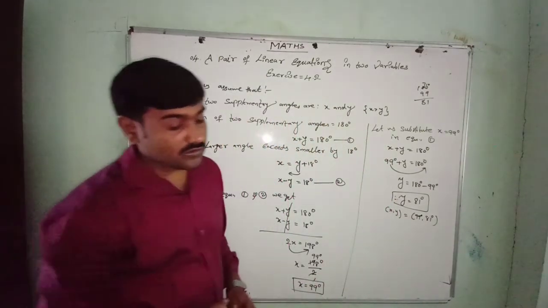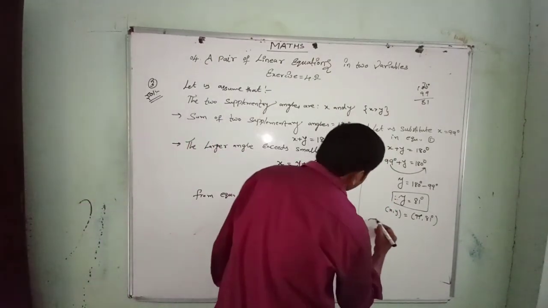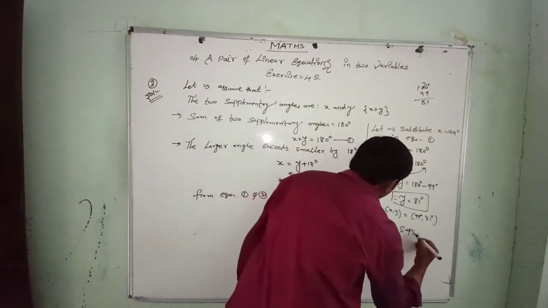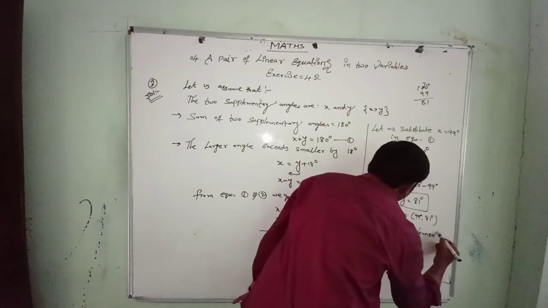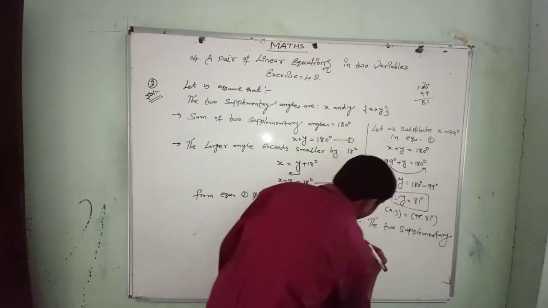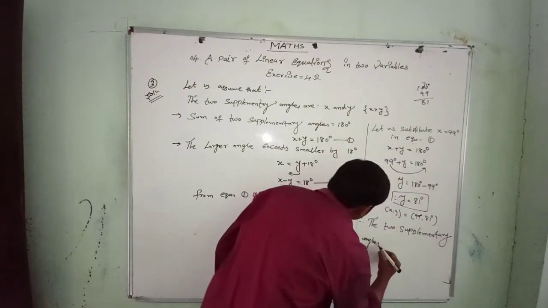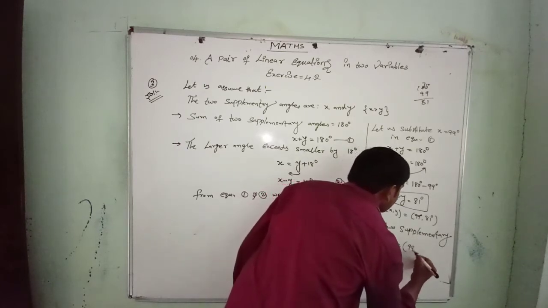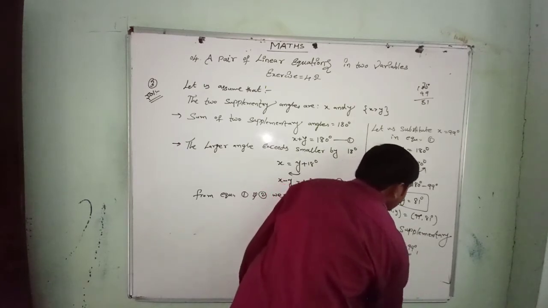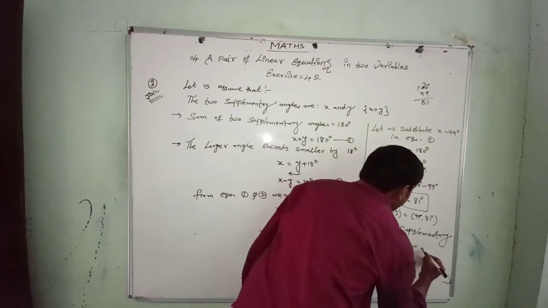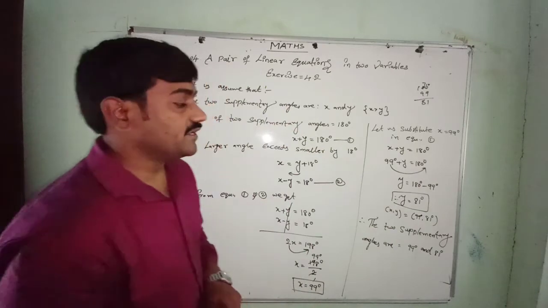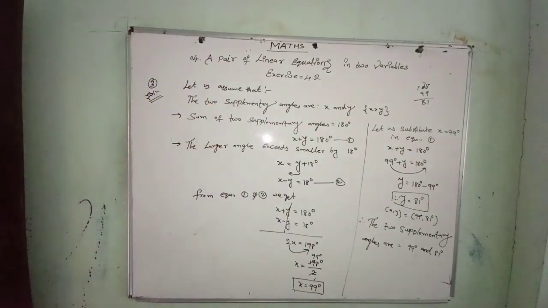Then what we have to find out is the angles. Therefore the two supplementary angles are 99 degrees and 81 degrees. Add 99 and 81, we get 180 degrees.